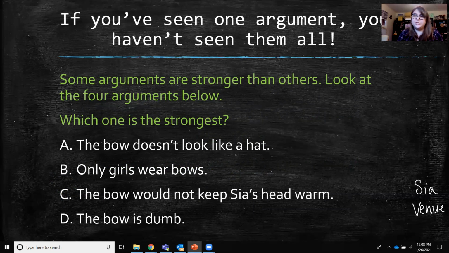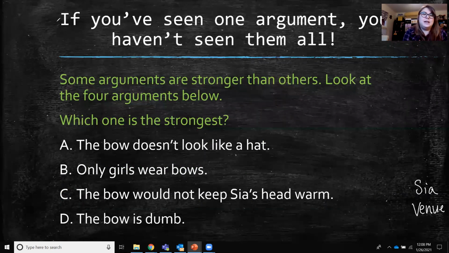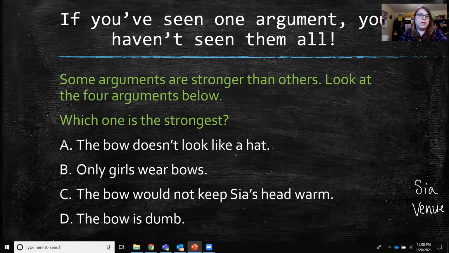So we are going to look at each of these four arguments and decide which one is a good argument and which one is not a good argument. So I've got A, the bow doesn't look like a hat. B, only girls wear bows. C, the bow would not keep Sia's head warm. Or D, the bow is dumb.